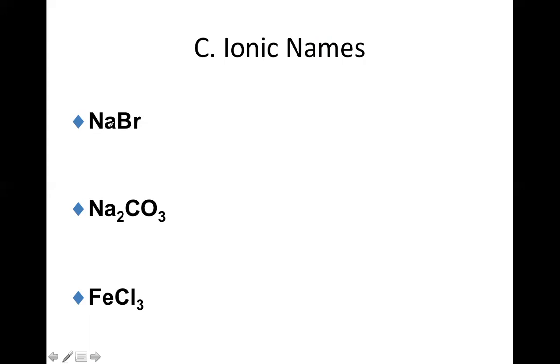So naming this cation, we have sodium. Is sodium a transition metal? It's not, so we don't need Roman numerals. So we move right on to our anion. Is our anion monatomic, as in one type of atom, or is it polyatomic, as in more than one type of atom? It's monatomic because it's just Br. So we change the ending to "ide." So this is going to be sodium bromide.